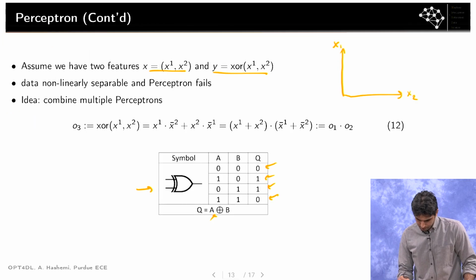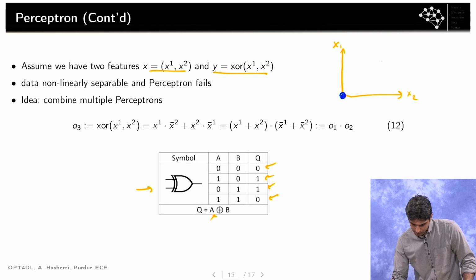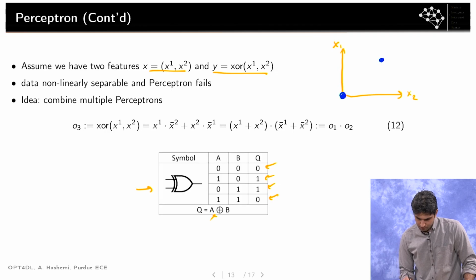So as I said, if both of them are 0, the outcome is 0. So let's denote that with 0. Okay. If both are 1, the outcome is again 1. But if one is 1 and the other one is 0, the outcome is actually 1. Okay, so let's use a different symbol here, 1.